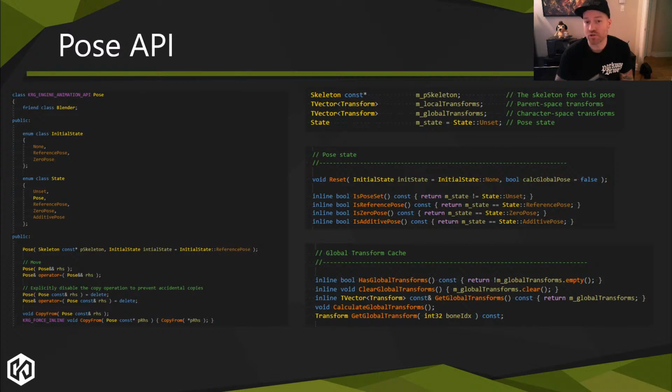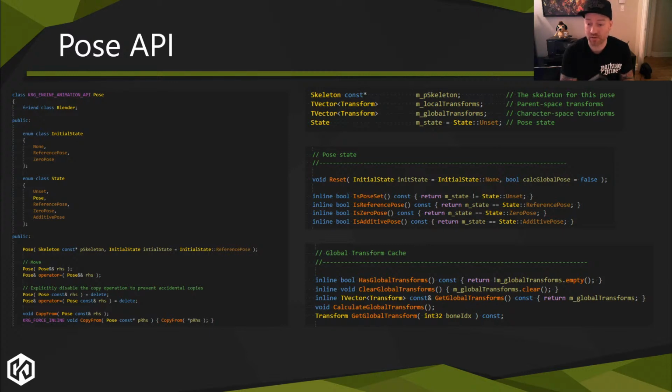So, usually when you need one global space position, you probably need a second and a third and a fourth, and sometimes you're just saying, okay, calculate the global pose, and then I will just have a cache of it. But again, that's an optional thing if you want it or not. It's good to have a state within the pose to know, hey, is this a reference pose? Is this a zero pose? Is this an invalid pose? Or is it an additive? Or what is this thing?